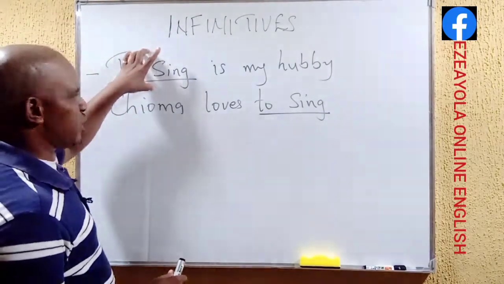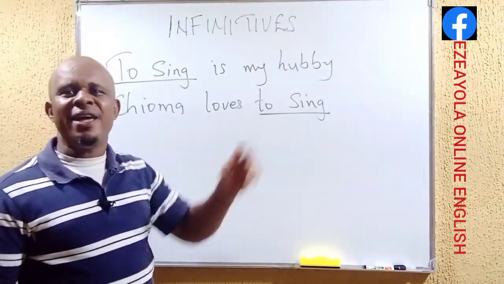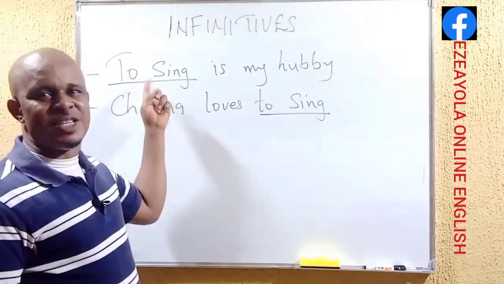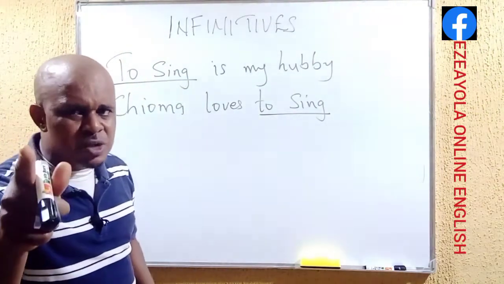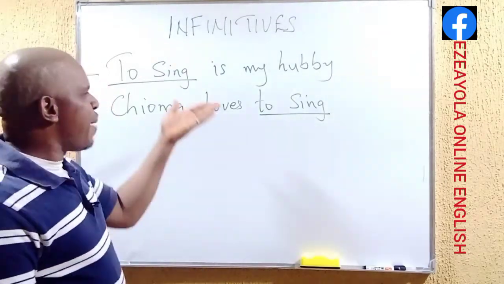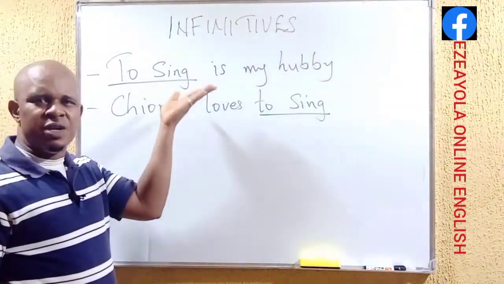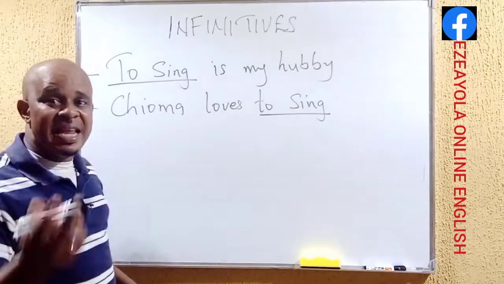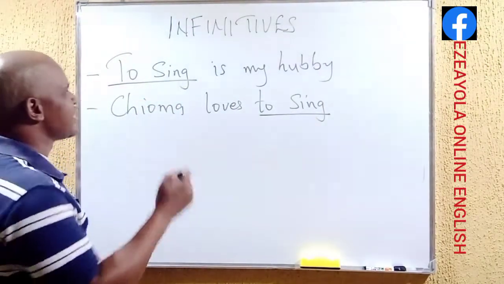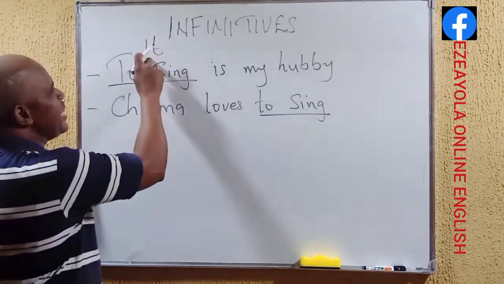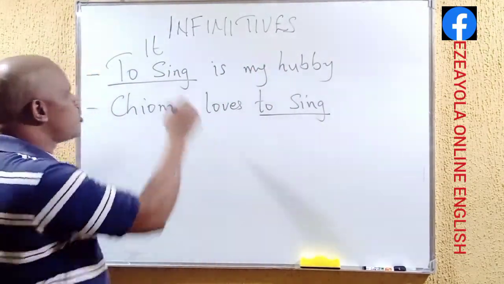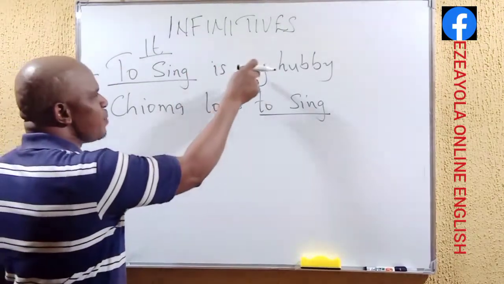Example, when we say "to sing is my hobby," we might decide to replace this with a pronoun. If it becomes possible, then there is no doubt, there is no confusion about believing that this is a name. Let us try to replace it with a pronoun. How do we do that? We can use "it is my hobby." Have you seen it? Now we could say "it is my hobby."